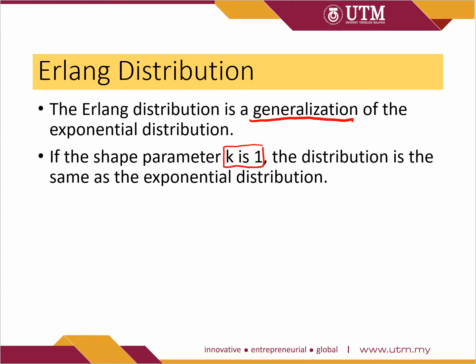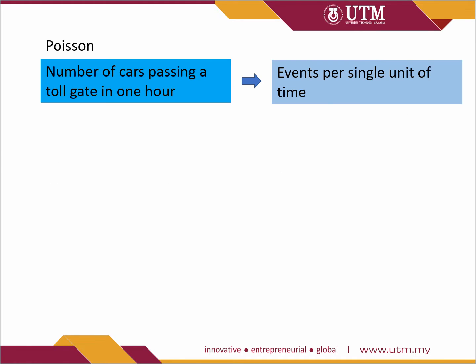Since it is related to the exponential and we know the exponential is related to the Poisson, let's see what is the difference between Poisson, exponential, and also Erlang distribution. So Poisson distribution refers to the number of cars passing a toll gate in 1 hour. So this is our focus. In 1 hour, how many cars pass a toll gate? So for a Poisson, in general, it is events per single unit of time.